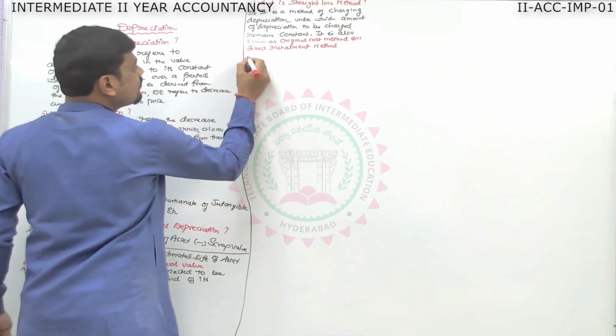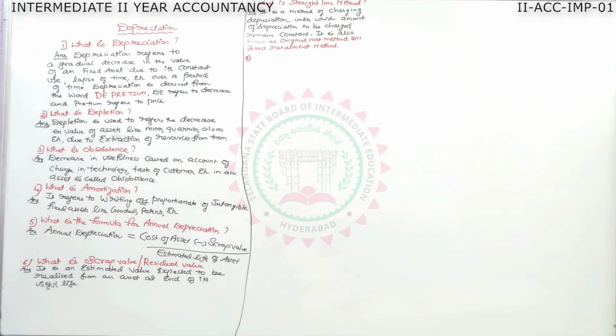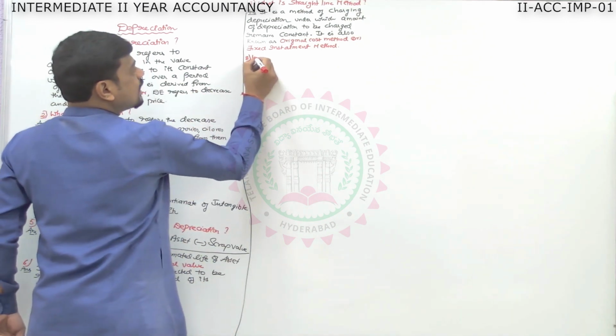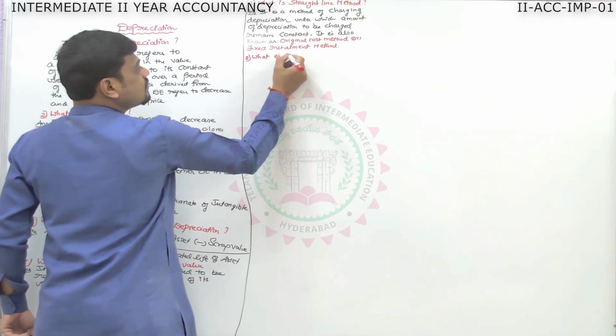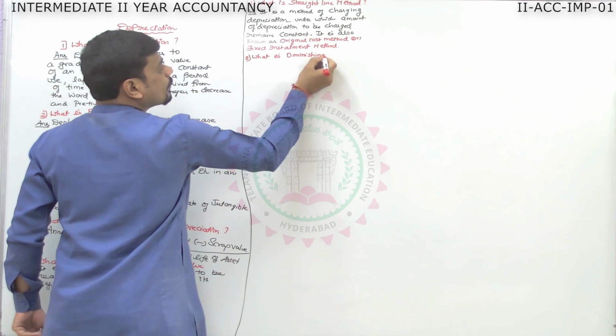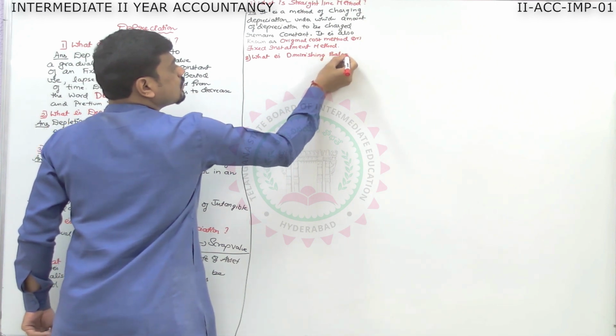And then the last expected question from this chapter: we can expect the examiner to ask you what is diminishing balance method?